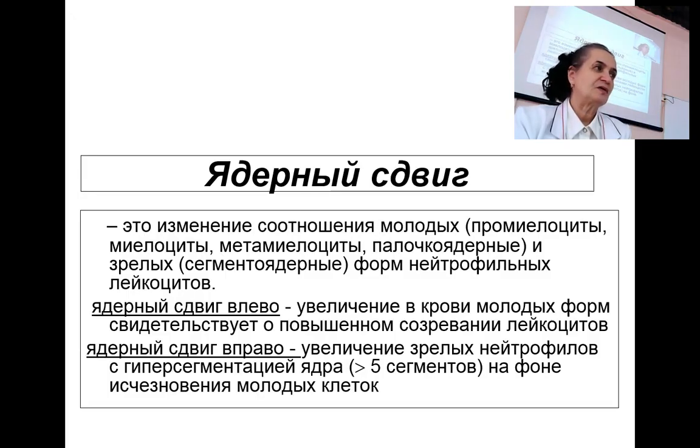Conversely, a right nuclear shift denotes a decrease in immature leukocyte forms coupled with an increase in mature leukocytes. This phenomenon is often linked to rare and specific health conditions, though its diagnostic significance remains lesser compared to left shifts.